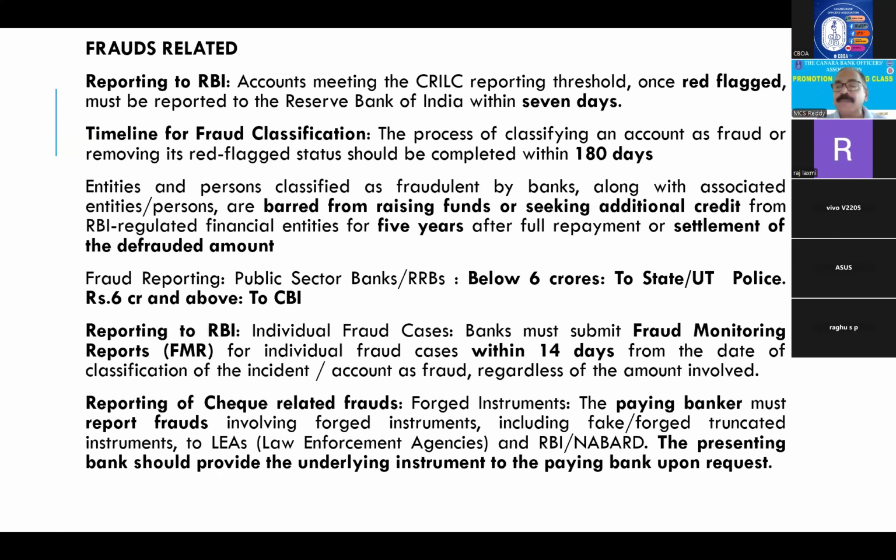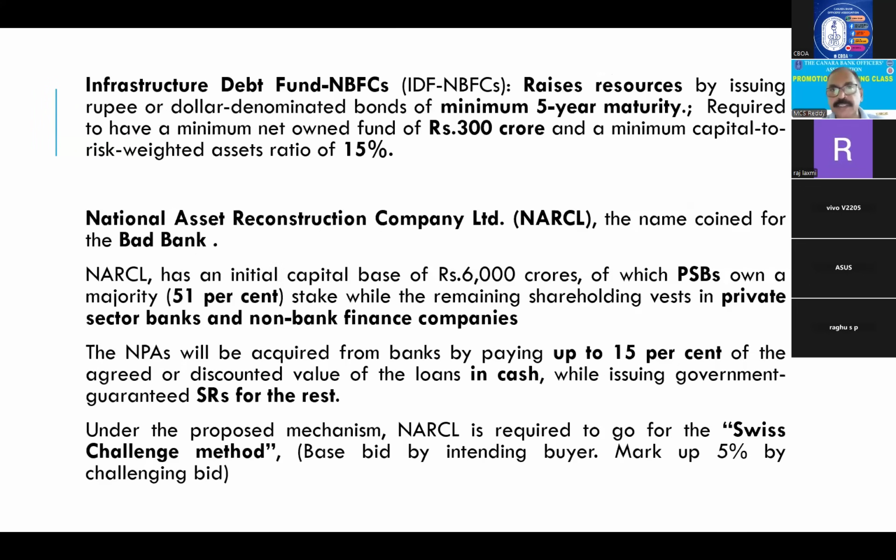Right? And the presenting bank, because the encashing party may be having an account in some other bank. So that is the presenting bank. That presenting bank should provide the underlying instrument to the paying bank upon request. Because in the truncation system, it will be with the presenting bank only. Only the image will go to the paying bank. That is why if any fraud happens, the paying bank will report to police authorities, whereas the presenting bank will provide this instrument to the paying bank for reporting, etc. Right? Now, infrastructure debt fund.